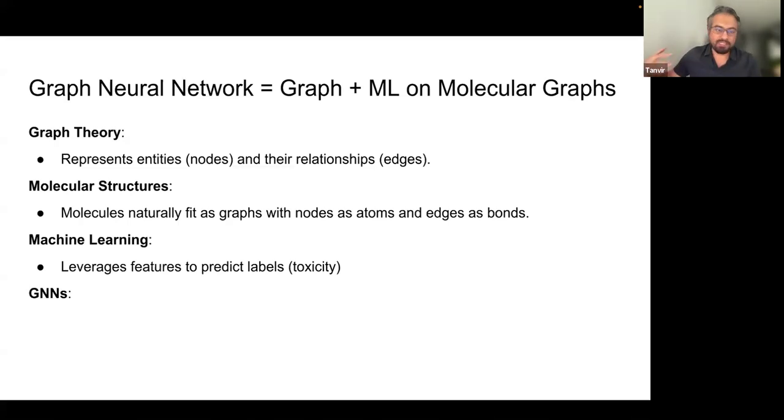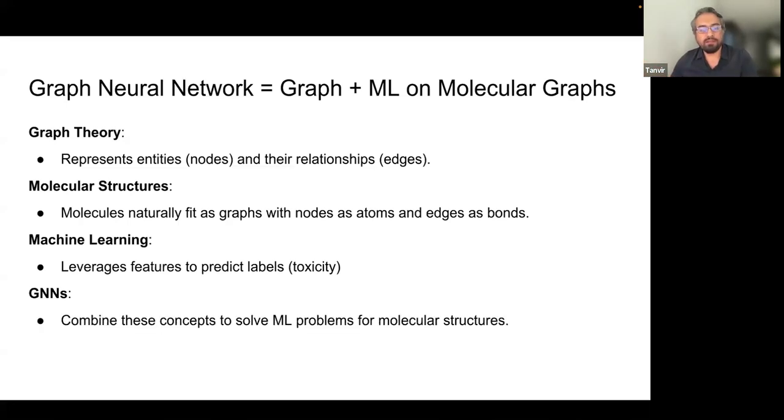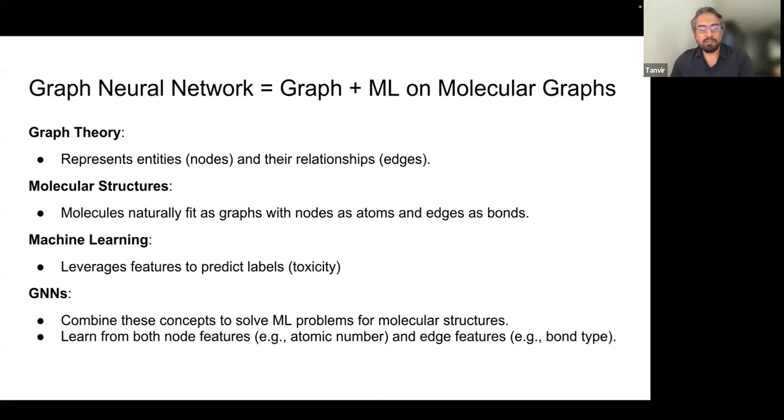And that is where GNN combines these three concepts together to solve ML problems from molecular structures. It learns from both node features like atomic number, valency, weights, and edge features, which can be bond type, one-hot encoded, or the distance between two atoms. All this information we can encode together to learn from and solve a downstream task like toxicity.